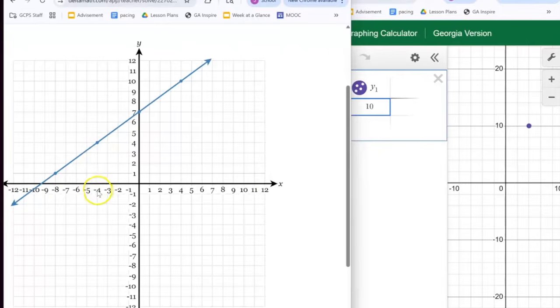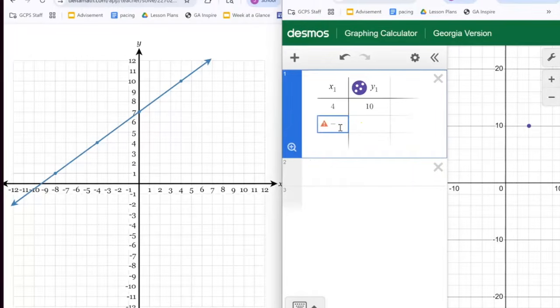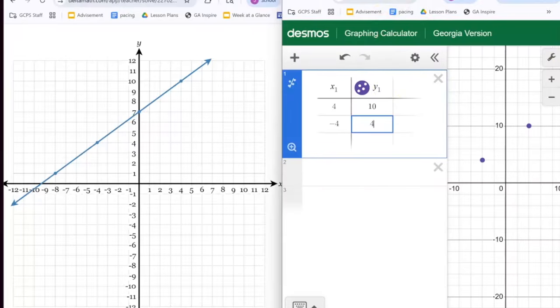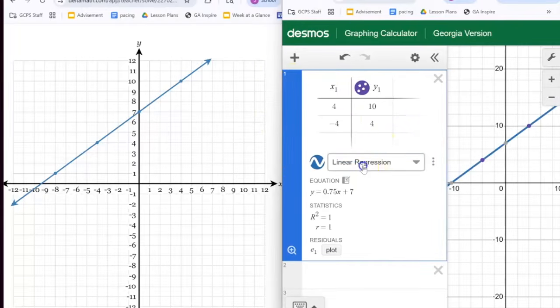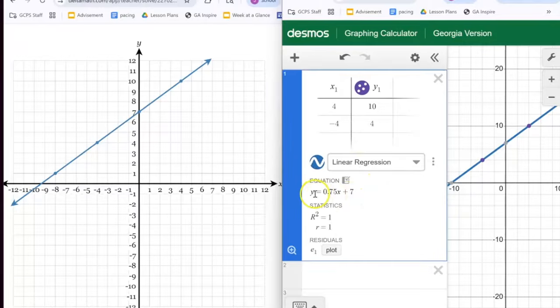So here's another corner right here, -4 and 4. So x is -4 and y is 4. Once you have 2 points, remember what you're looking for is y equals mx plus b. And since they've added this button for you, you don't even have to do any work. You're going to click this and you're going to say, I want a linear regression, linear being the key word, because this is in y equals mx plus b.